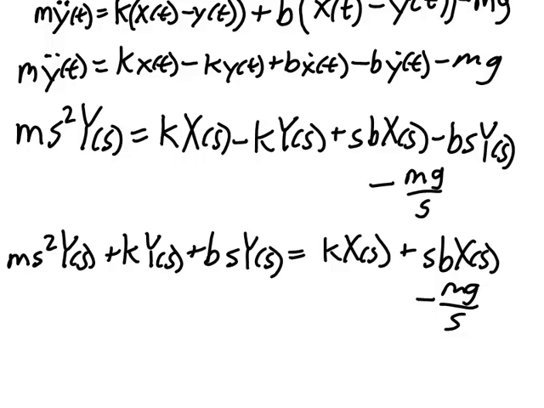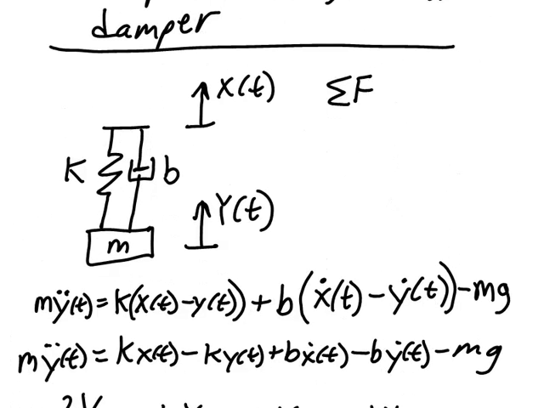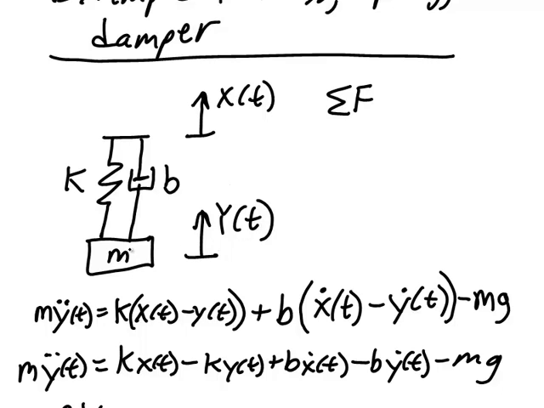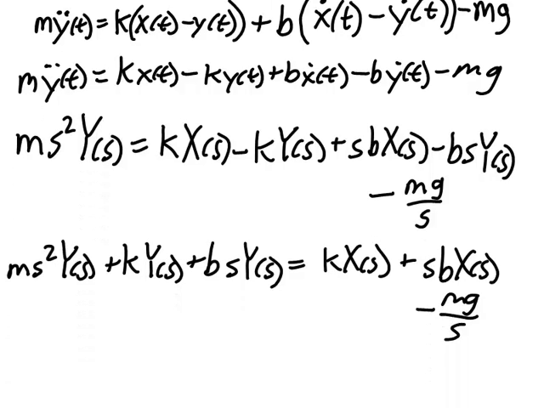If instead, at the very beginning of the problem, we say that y of t is defined from the equilibrium position of the mass, this makes our math much easier. We no longer have the mg over s term here at all. Because we do not have that term, we can find a transfer function from this equation. The way we do this is first by factoring out Y of s and X of s from the left and the right.